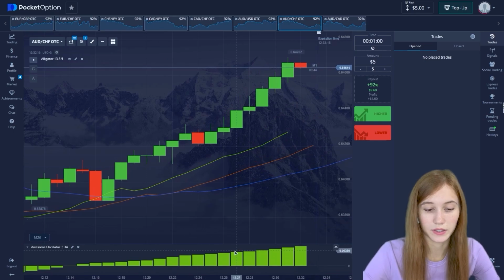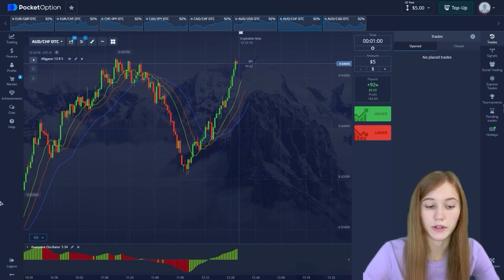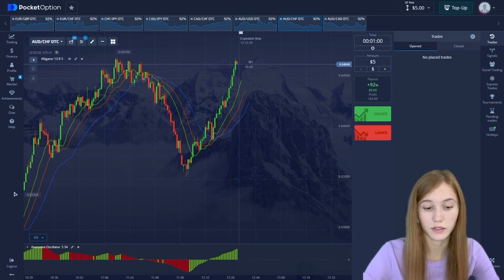You also need to look at the spread between bars. It's very visible here, but it's still there.